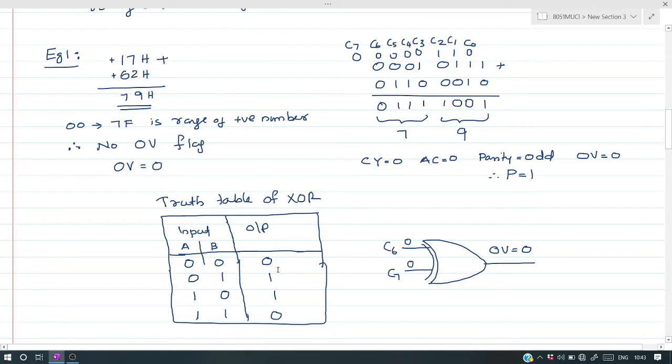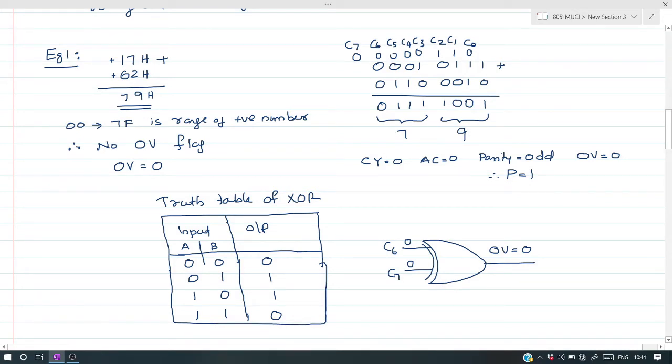An XOR gate gives output 1 only when the two inputs differ. If A is 0 and B is 1, the output is 1. If A is 1 and B is 0, the output is 1. If the inputs are similar, the output is 0. This logic is utilized to create the overflow flag in the 8051 microcontroller.